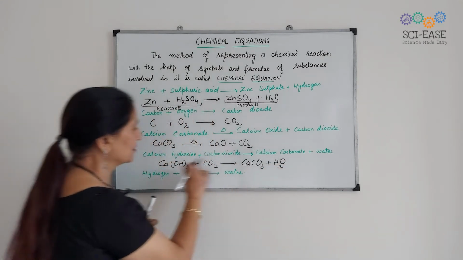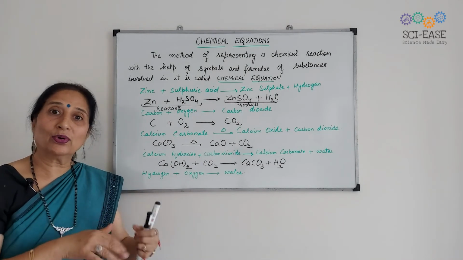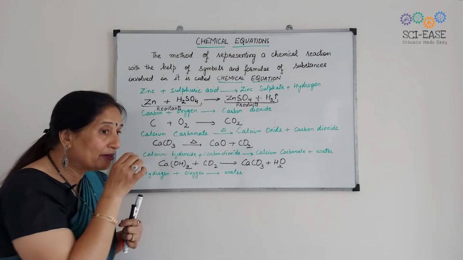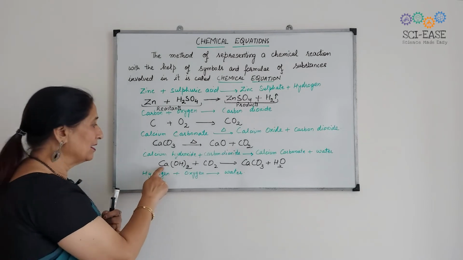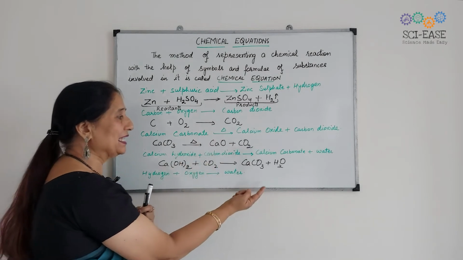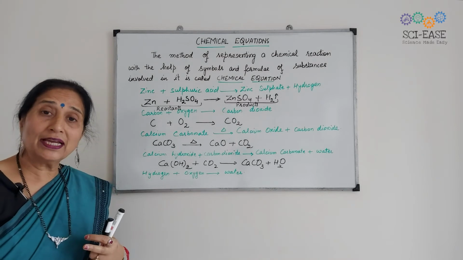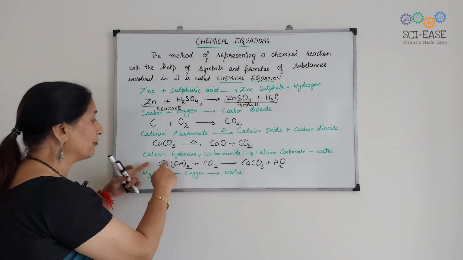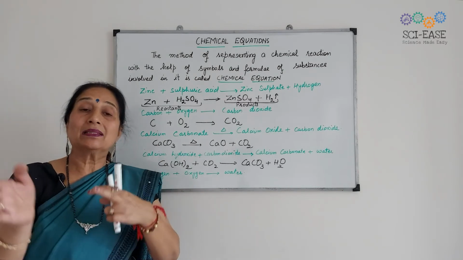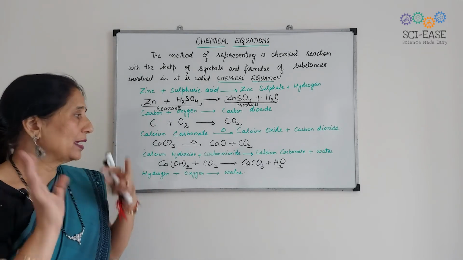This reaction we generally do in our lower classes also. When we blow carbon dioxide into a test tube containing lime water, it will turn milky. The milkiness is due to the formation of calcium carbonate. And one more thing I want to tell you, the formula of calcium hydroxide, that is lime water, and slaked lime are one and the same, that is Ca(OH) whole twice.